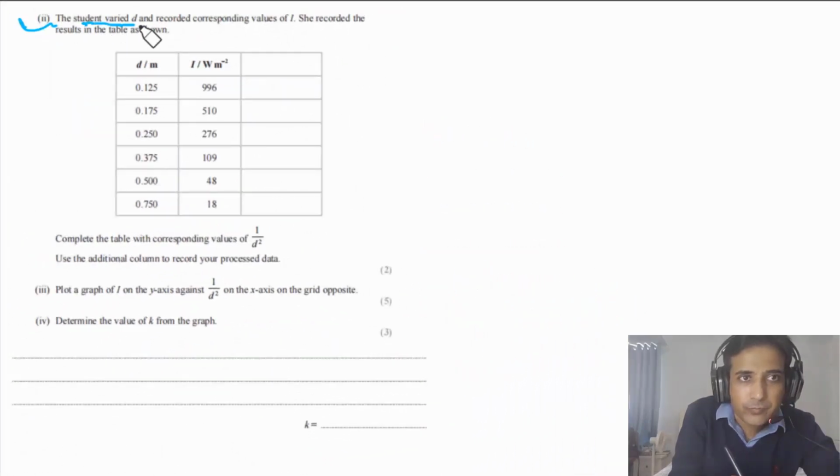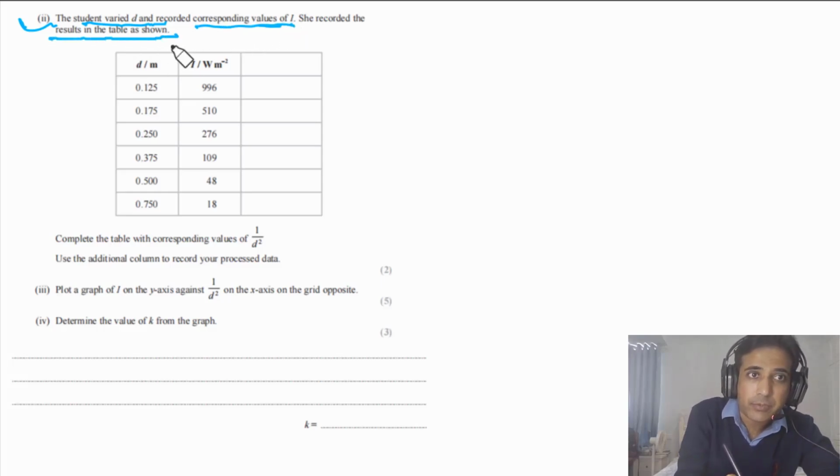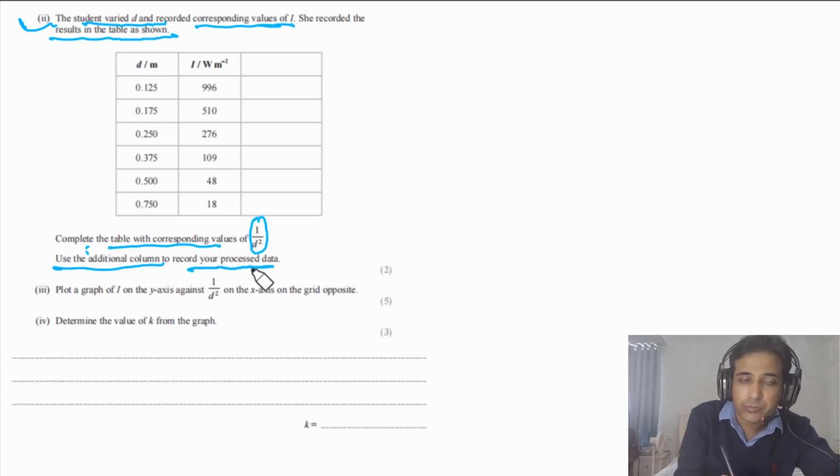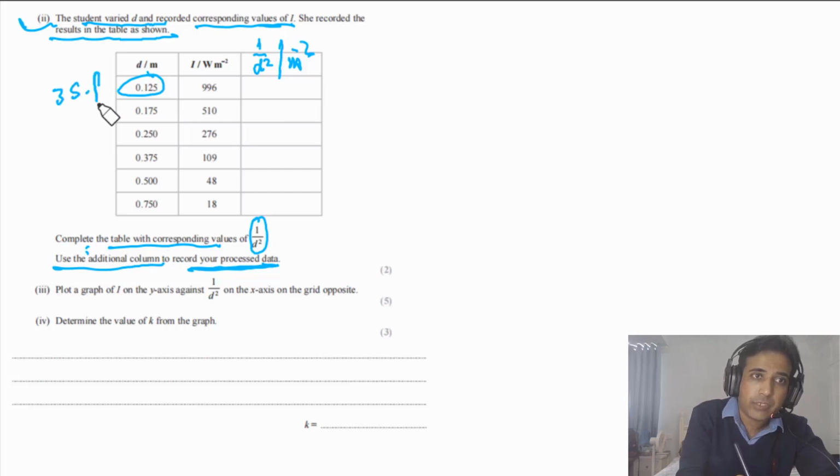The second part says the student varied d and recorded corresponding values of I. She recorded the results in the table as shown. Complete the table with corresponding values of 1 over d squared. Use the additional column to record your processed data, meaning calculated data. So we have to record 1 over d squared here. First of all we write down the quantity, and also the unit of the quantity. Here we have d, and this d has 3 significant figures, so we also need to use 3 significant figures. You can see all this data has 3 SF.